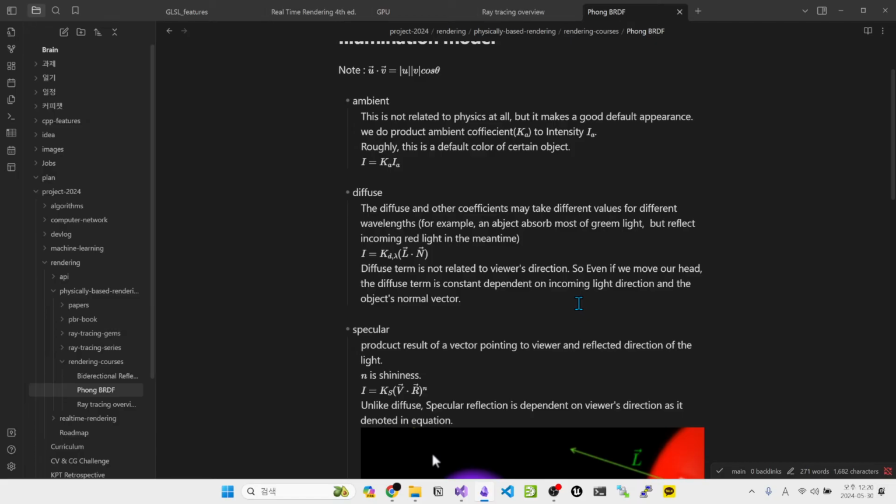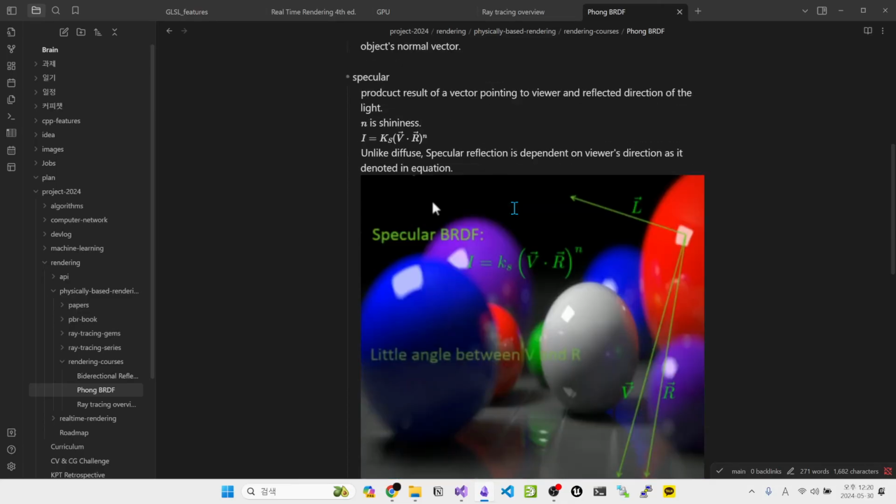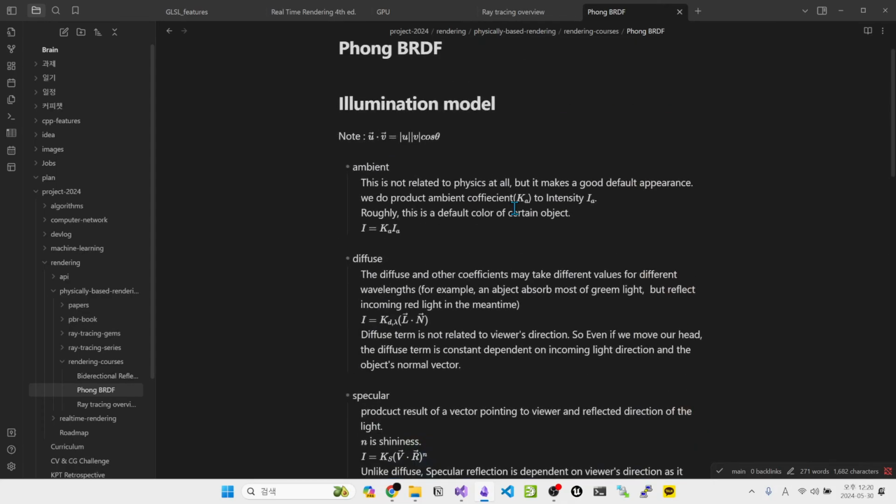So ambient is not related to physics at all, but it makes a good default appearance. And we take the product of the ambient coefficient and the intensity of the ambient light. So roughly, this is the default color of a certain object. The equation is represented like below.